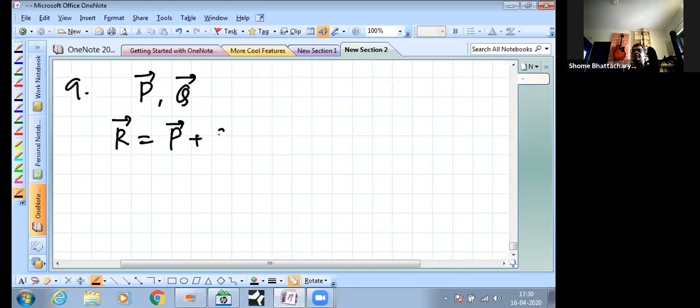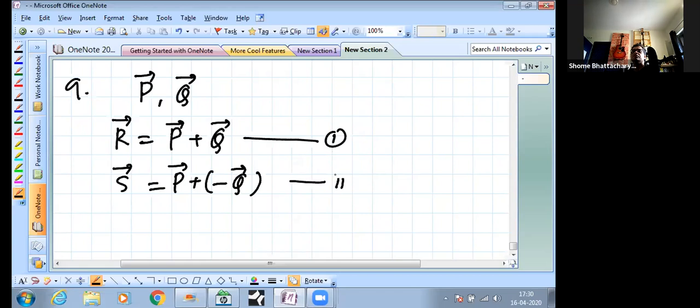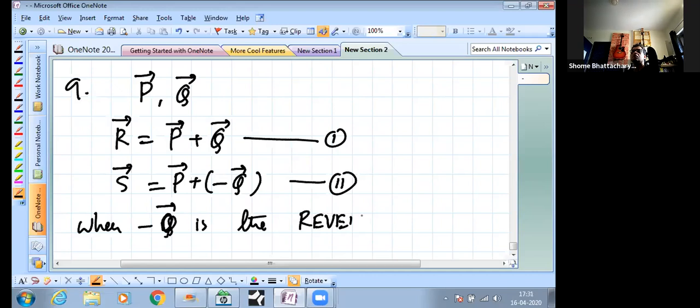Okay. Whereas if we take the vector Q and reverse it, then we get the vector minus Q. And if we take the resultant of that minus Q with the vector P, then we get another vector which is S. So these are the two statements given in the question, statement 1 and statement 2, that the vector R is the sum of P and Q, whereas the vector S is the sum of P with the vector minus Q. So what is the vector minus Q? Minus Q is, you can say, the reverse of vector Q. That is, it has the same magnitude as the vector Q, but its direction is opposite.